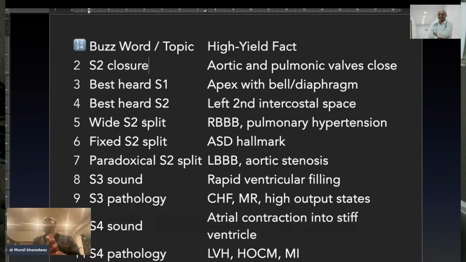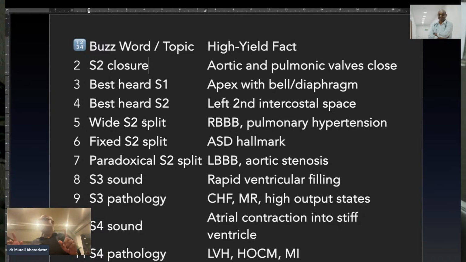Fixed S2 means A2 and P2 are separated widely, but at the time of inspiration, there is no further widening. This is the feature of ASD. Why? Normally during inspiration, what happens? Negative intrathoracic pressure will suck more blood into the right atrium during inspiration. But in ASD, what happened? Already left atrial blood came into the right atrium through the ASD. It will say, no more extra blood during inspiration. That's the reason, but still it is widened.